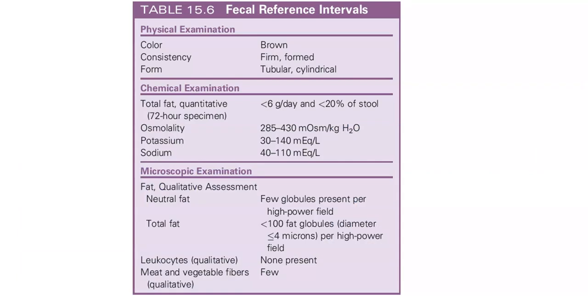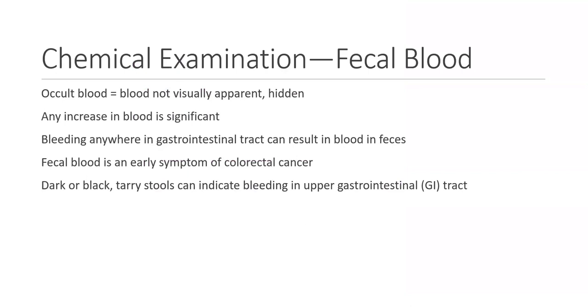These are fecal reference intervals for the physical examination, the chemical examination, and the microscopic examination. Chemical examination, one of the most popular and frequently done tests, is the test to detect fecal blood. It's used to detect occult blood, and occult blood is blood not visually apparent, but it's hidden.